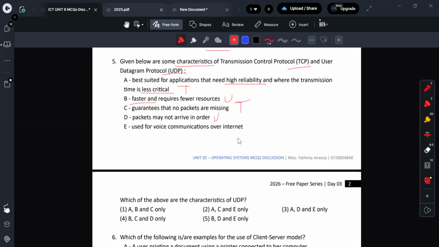Used for voice communications over internet. This is also UDP because real-time speed matters more than recovering lost packets. Was that clear? And they are asking which of the above are characteristics of UDP. So it is BDE. Let's see the options. Yes, we have BDE. Remember, TCP is highly reliable. And when it comes to reordering packets, only TCP does that. And voice communication is also by UDP because real-time speed matters more than recovering lost packets. Clear, right?